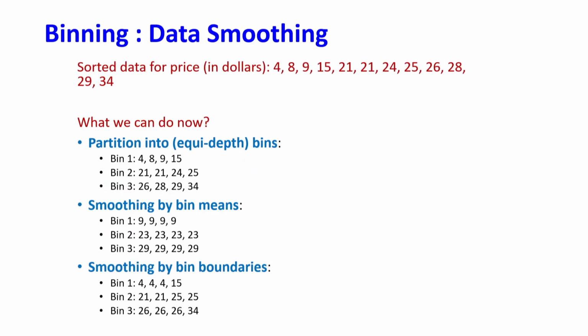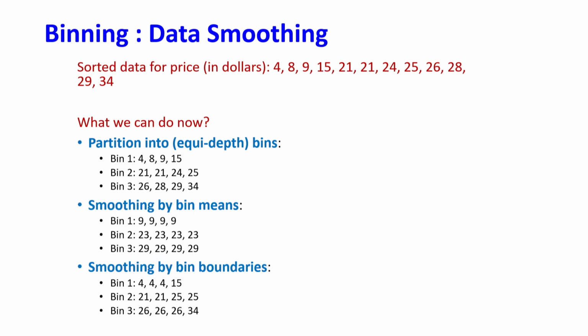Let us talk about one example. Let us say I have sorted data for the price of any object in dollars: 4, 8, 9, 15, 21, 21, 24, 25, 26, 28, 29, 34. What do you do? I create 3 bins, bin 1, bin 2, bin 3. Bin 1 has 4, 8, 9, 15. Bin 2: 21, 21, 24, 25. Bin 3: 26, 28, 29, 34. So I have basically 12 data points, which I have separated into 3 bins.